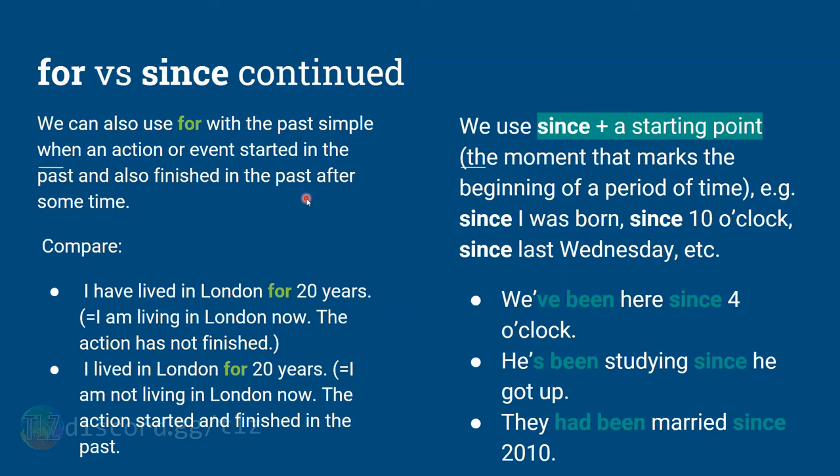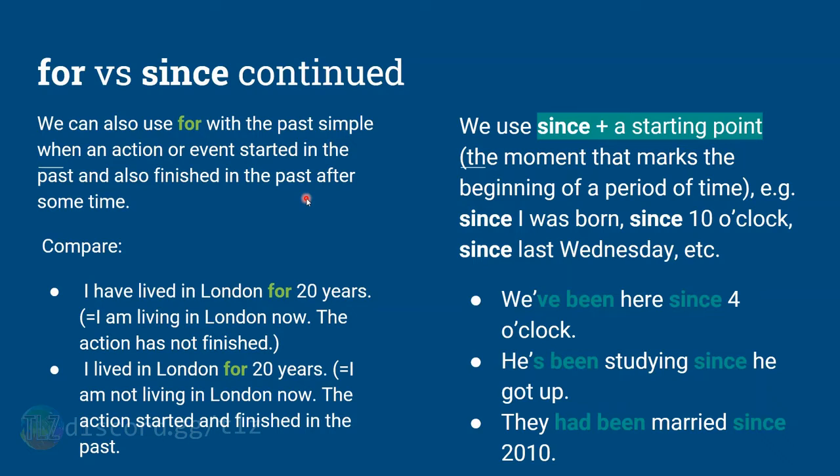So if you notice, it's just one word. That's the difference between them. So that's the past simple tense. I lived in London for 20 years means you started it in the past and then it finished. So you also use for there. And then I have lived in London. You started living in London in the past, obviously, and you are still living in London. So for can be used with the past simple tense.